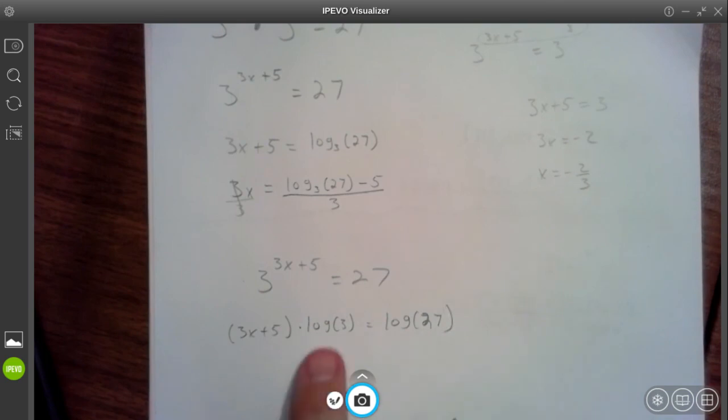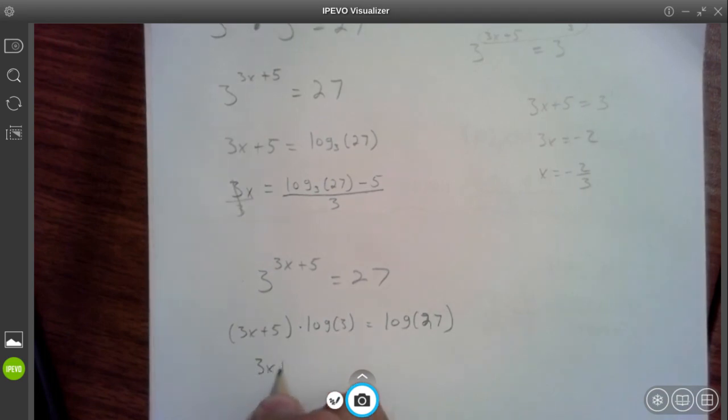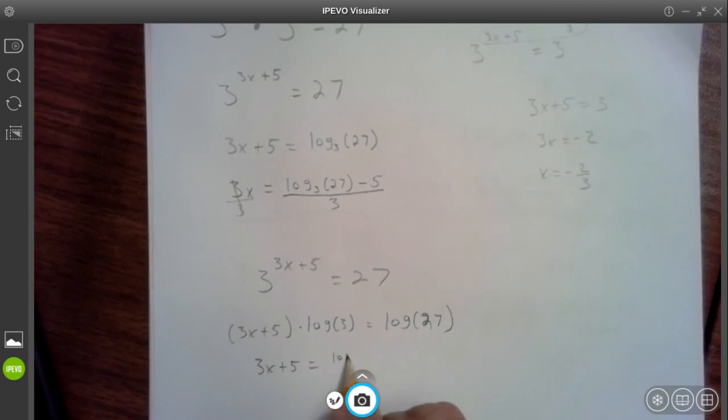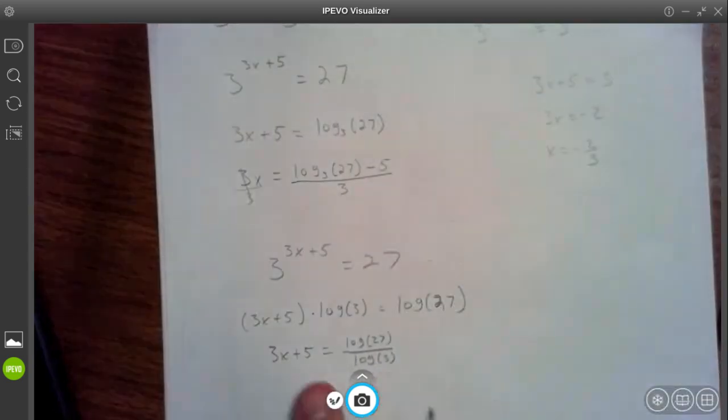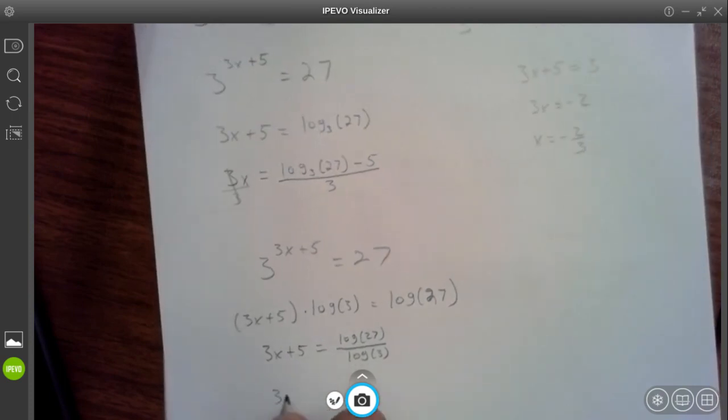Take the log of both sides, and that's going to give us 3x plus 5 all times the log of 3, log 27. I would divide by the log of 3 because it's connected to this by multiplication. So I would get 3x plus 5 is equal to log 27 divided by log 3. And then my last two steps, I would subtract 5 and then divide by 3. So 3x is equal to that big old mess.